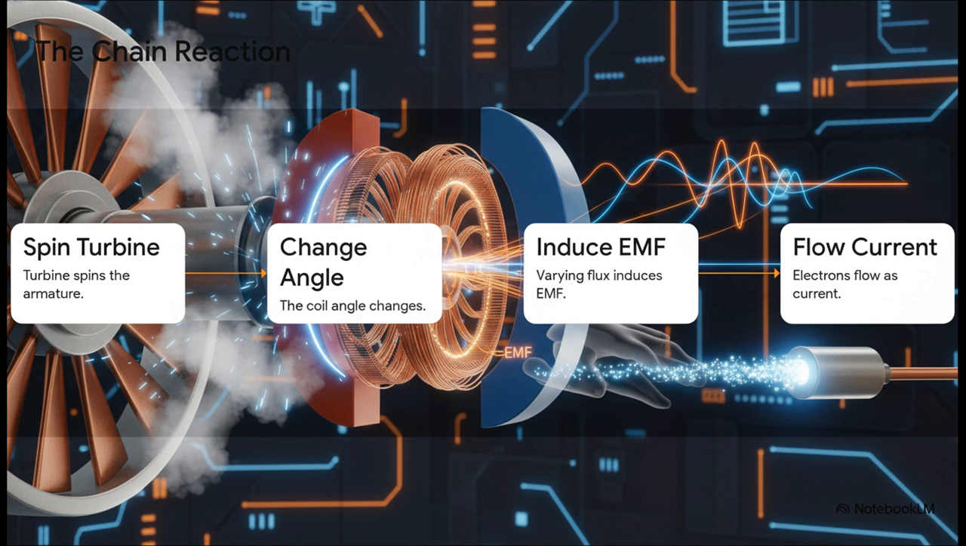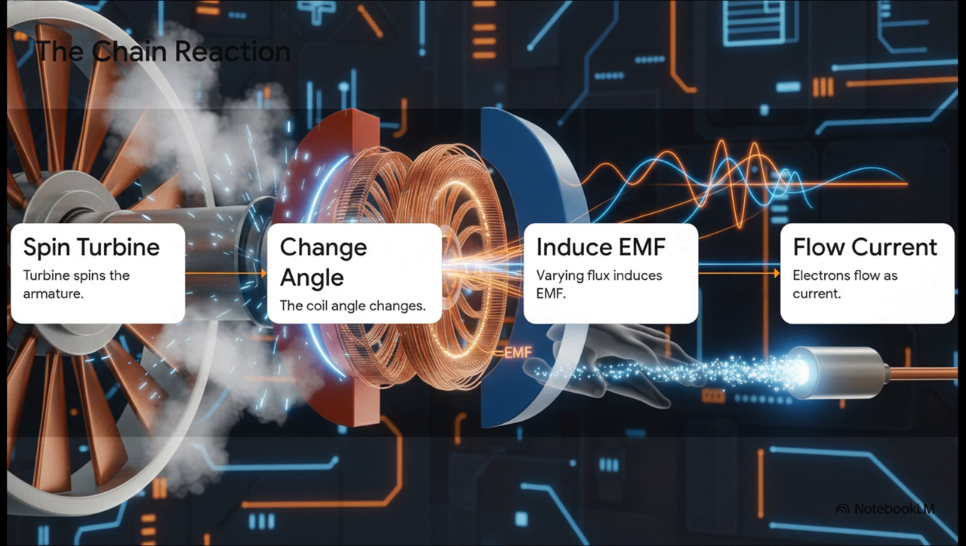Step 3, this changing angle means the magnetic flux piercing through the coil is constantly varying from maximum to zero back to maximum. This rapid variation induces an electromotive force, or EMF. And finally, step 4, that EMF acts as the pressure. It's like an invisible hand pushing the electrons through the copper wire, creating the flowing current that leaves the generator.